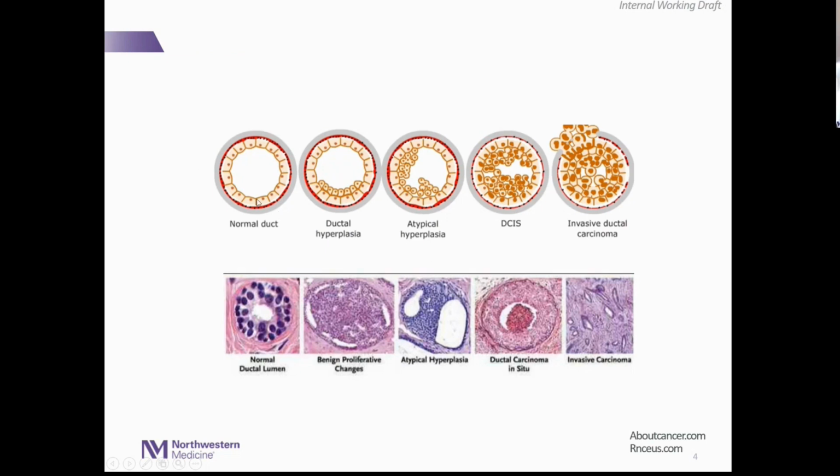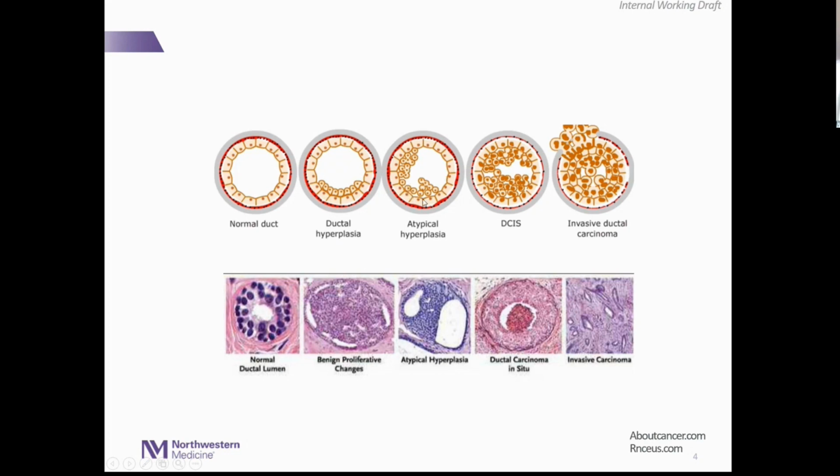So here's a depiction of what a cross section of one of those ducts would look like. This is a normal duct. You see some uniform cells with a membrane around it. And this is what it would look like under the microscope, uniform cells. This depicts what we call ductal hyperplasia, where those normal cells might multiply, but still appear to be normal. We also call that benign proliferative changes, and that's very common.